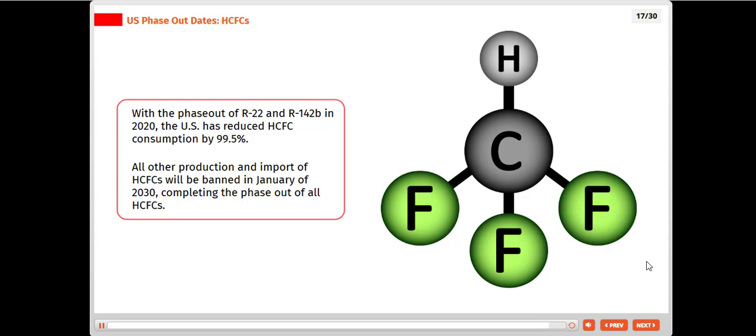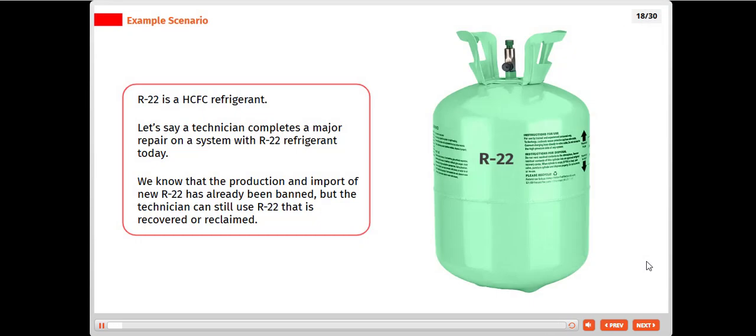R22 is a HCFC refrigerant. Let's say a technician completes a major repair on a system with R22 refrigerant today. We know that the production and import of new R22 has already been banned, but the technician can still use R22 that is recovered or reclaimed.